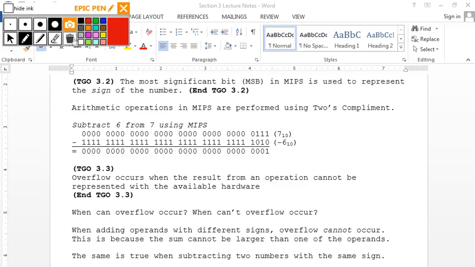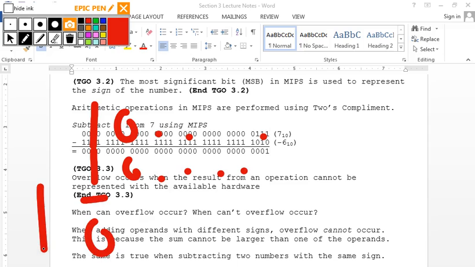Same thing if you're subtracting 2 to the negative 31 from 2 to the negative 31, 1, 0 all the way down here, right? You're going to add these, and what's this going to become? 0, and then you're going to get an overflow bit, right? So now you have negative 2 to the 31 minus negative 2 to the 31, and you get 0. That's overflow.